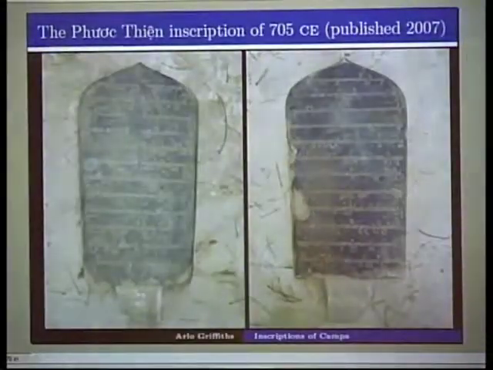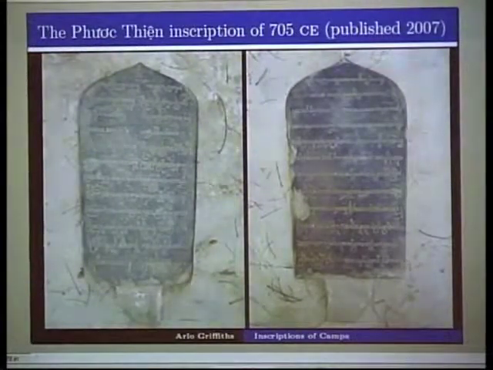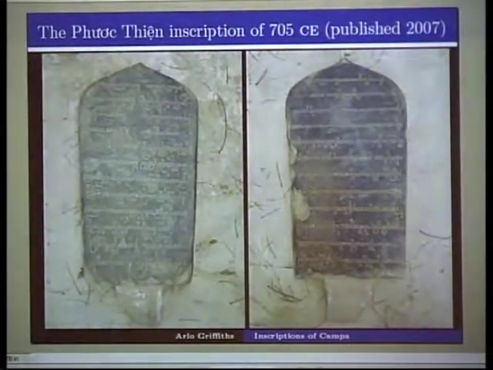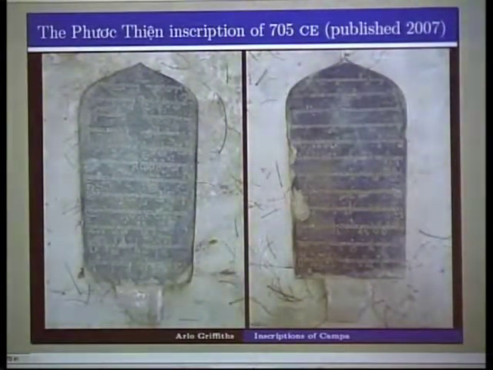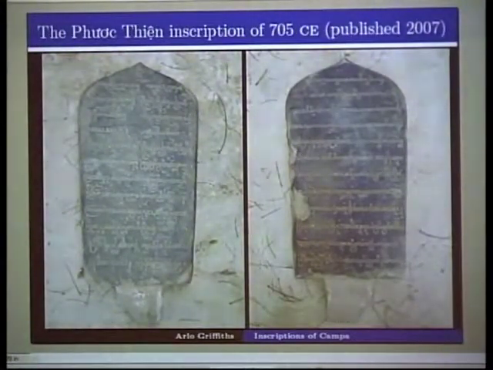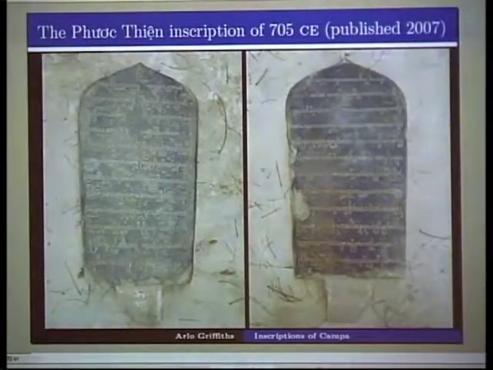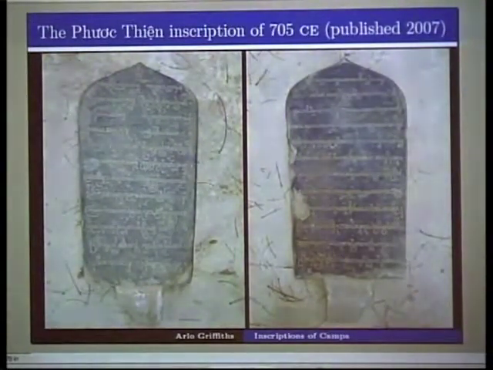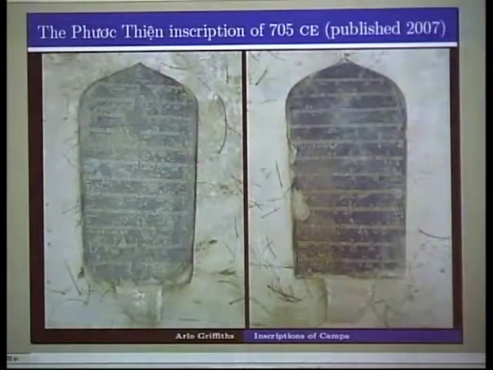So, when we return to the field in May, actually our main task will be to collect inked stampages of all the newly discovered inscriptions. Now, one of these new discoveries is a fantastic, unique stela dated to 705 CE, which I had the honor of publishing just a few years ago. It's in Sanskrit.